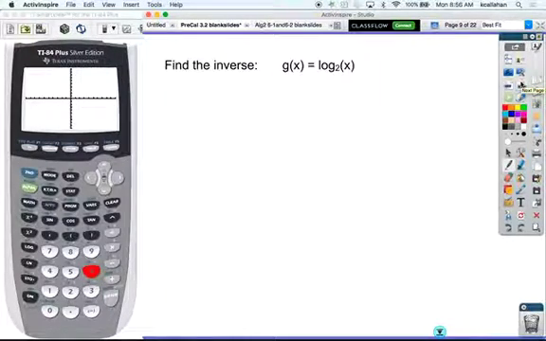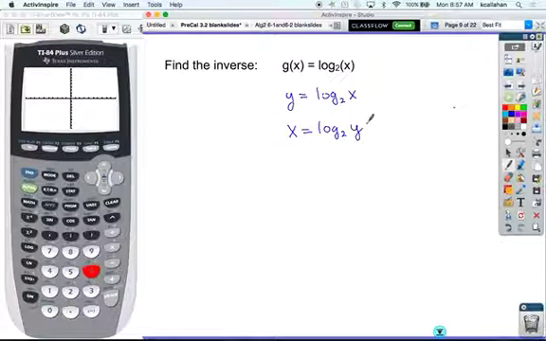So find the inverse. Remember the steps we use to find the inverse of a function. First, if it's in function notation, we substitute y. That would be the first step: y equals log base 2 of x. Second step, we would switch the x and the y. X equals log base 2 of y.